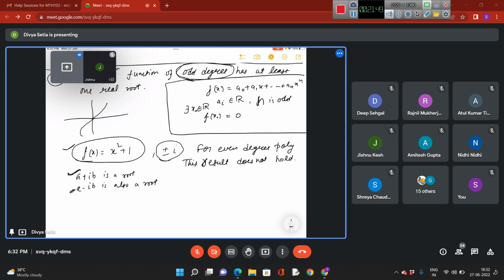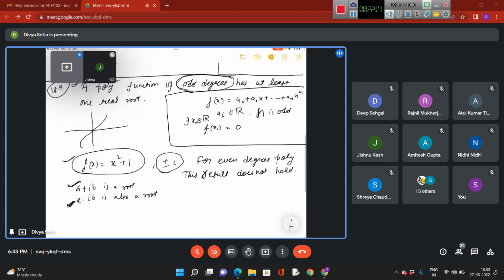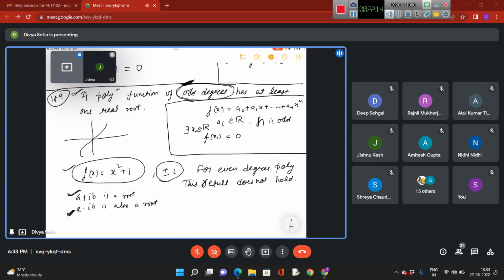Iota is not just a root; plus minus iota, both of them are roots. So complex roots always occur in conjugate pairs. If one of them is a root, the other one is also a root. So that means complex roots always occur in even numbers. But the degree of the polynomial is odd, and it can have at most how many roots? The degree n. N is odd and complex roots always occur in pairs, so one root has to be a real number.